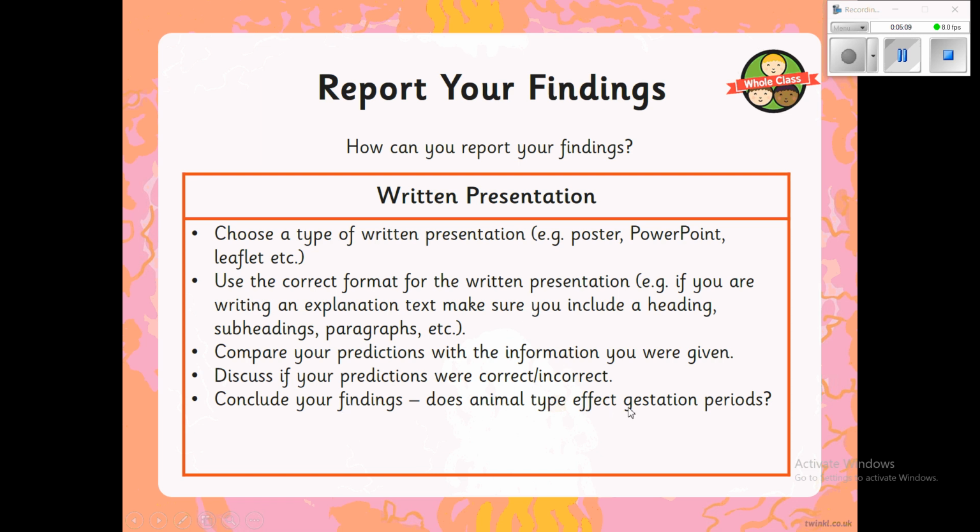So does the animal type affect gestation period? So do you think that the type of animal affects how long that they are pregnant for? Okay. And why do you think this? What can you see from your information that maybe thinks that this is true or it is false? Okay. So what I've done, that's what I want you to do for me.